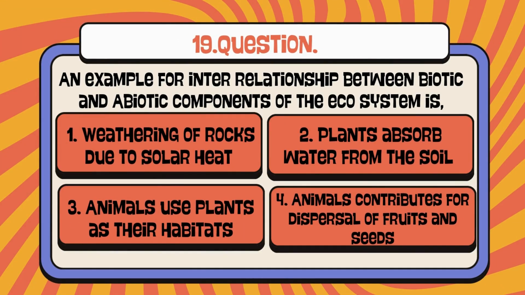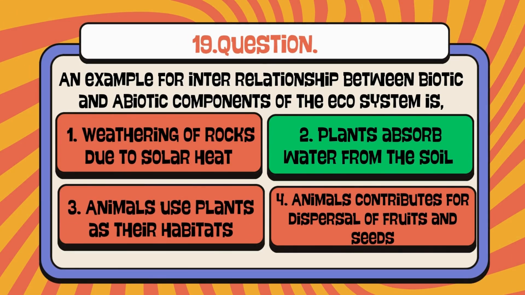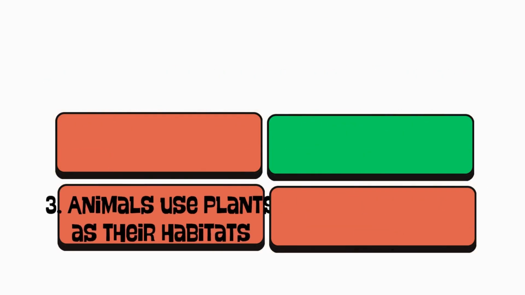Ecosystems. Question: An example for interrelationship between biotic and abiotic components of the ecosystem is: weathering of rocks due to solar heat; plants absorb water from the soil; animals use plants as their habitats; animals contribute to dispersal of fruits and seeds. Answer 2. Plants absorb water from the soil.